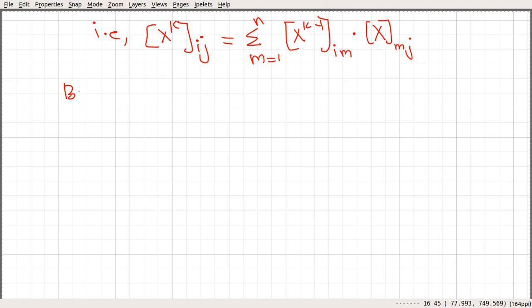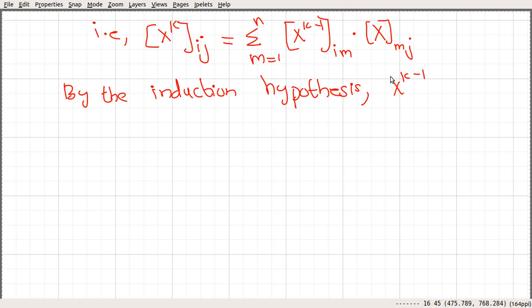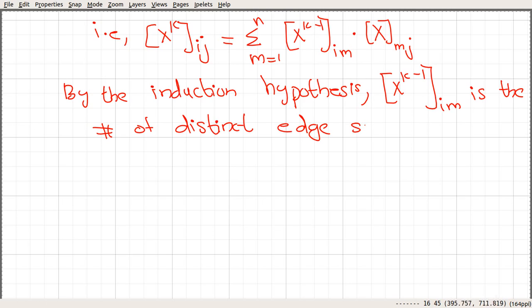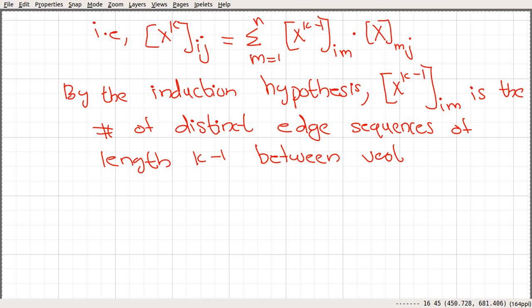Okay, so by the induction hypothesis, we can see that the imth entry of this matrix is the number of distinct edge sequences of length k minus 1 between vertices vi and vm.